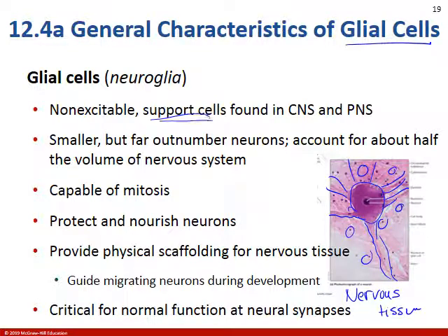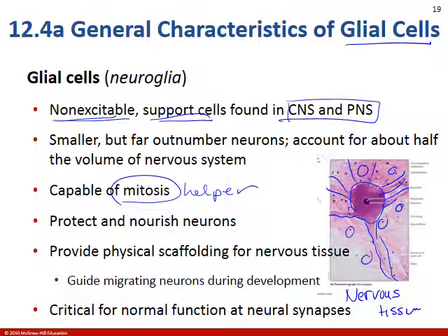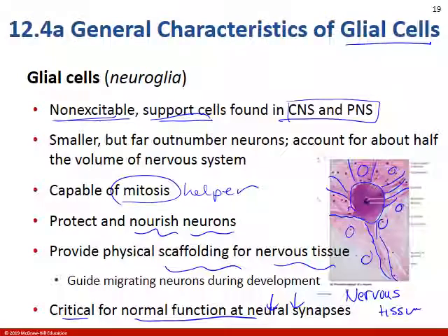These are supporting cells. They have nothing to do with generating an electrical potential. And we find them in both the central nervous system and the peripheral nervous system. These cells, these helpers, are capable of mitosis. So remember, neurons are not. They're amitotic. And they're really going to help protect and nourish neurons. They're going to provide some sort of scaffolding or stability in the nervous tissue. And they're critical for normal function at neural synapses.